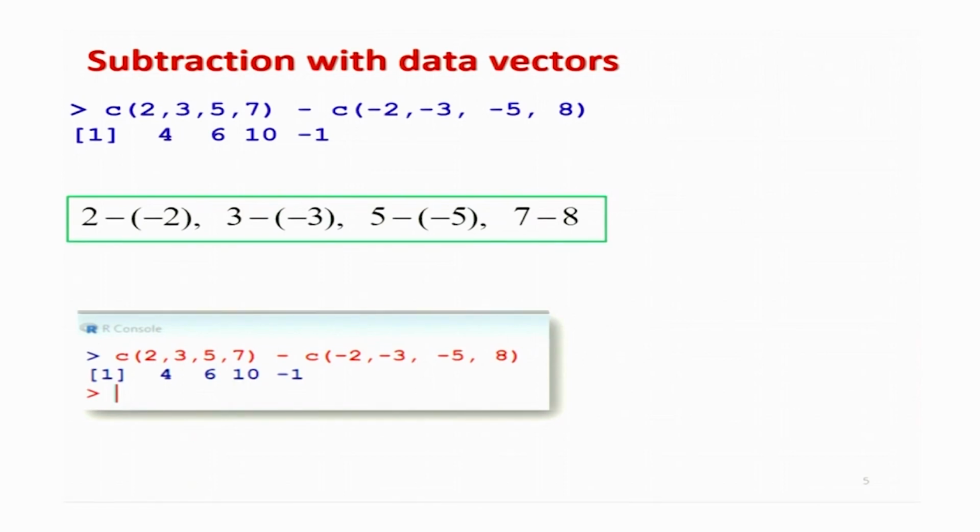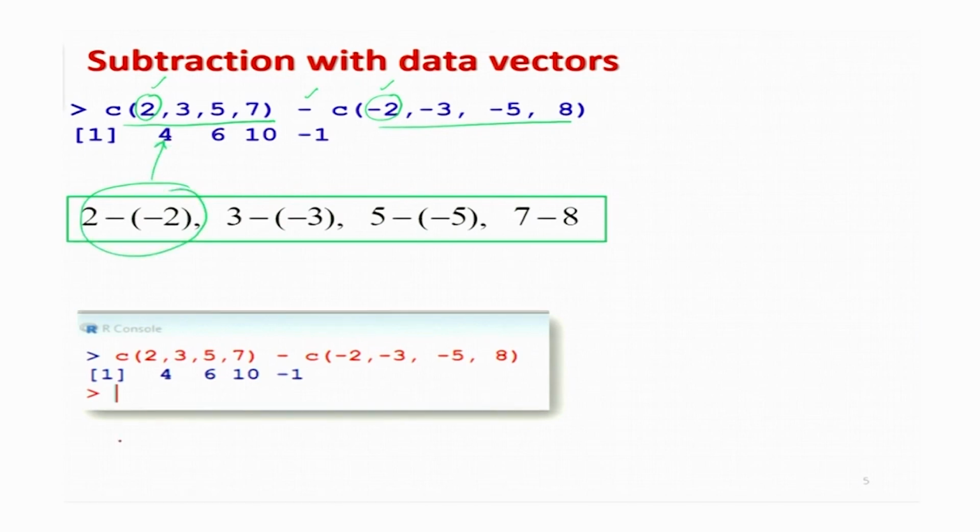So, now let me take subtraction. You know that I am taking here two data vectors, 2, 3, 5 and 7 in the data vector 1, and minus 2, minus 3, minus 5 and 8 in the data vector 2. So, now what will happen? The same operation will happen, element wise operation. So, the first value in the data vector 1 and the first value in the data vector 2 will be operated. So, this becomes 2 minus, and then here minus 2, and it will give you an answer 4.